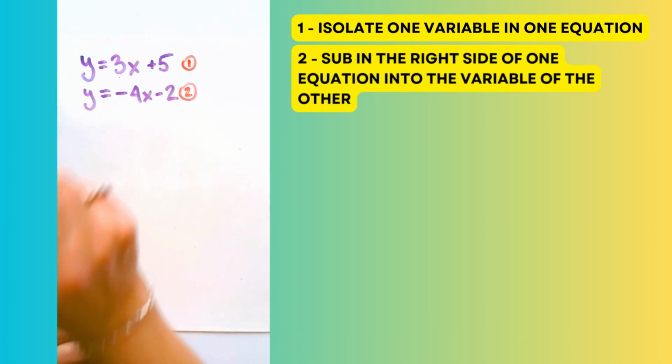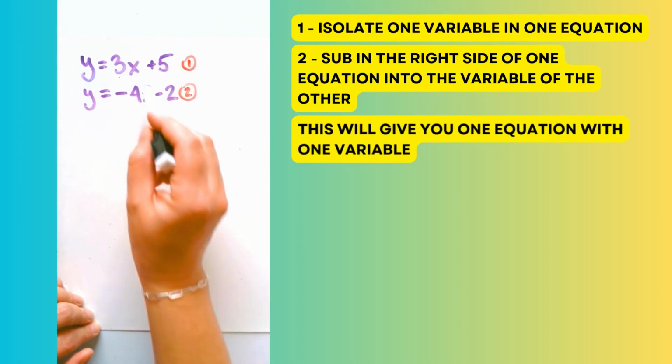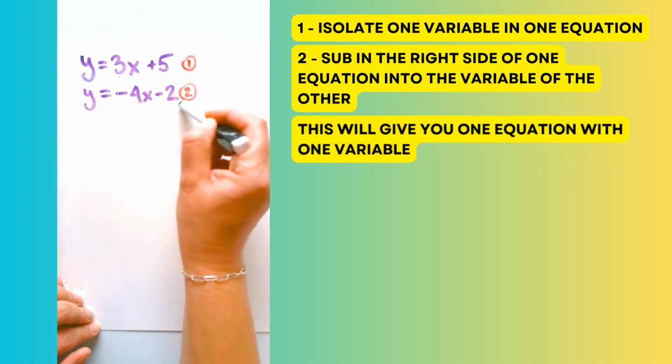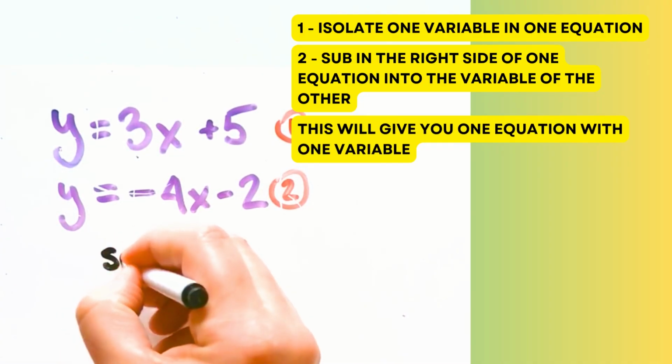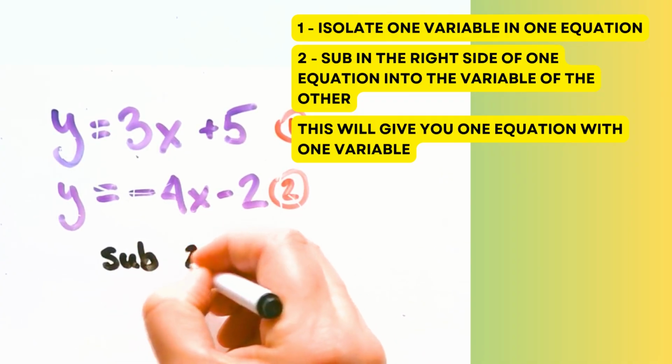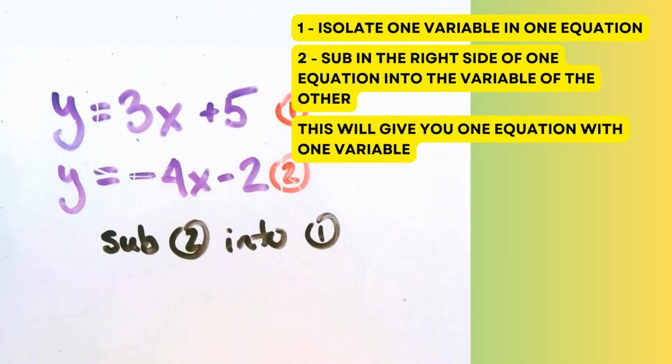one of the equations into the variable of the other. What we want is to have one equation with one variable instead of two equations with two variables. So I'm going to take this and plug it into the y value of this equation. So sub this, so I can just put equation 2 into equation 1. Okay, and it's going to look like this.